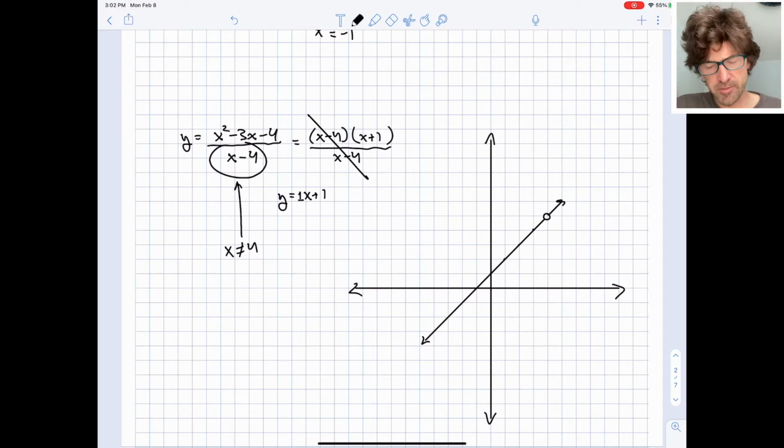It, for the most part, looks like the line y equals x plus 1, but there is a break in that line. There is a hole in that line because x is not allowed to be 4. The function is undefined when x is 4.